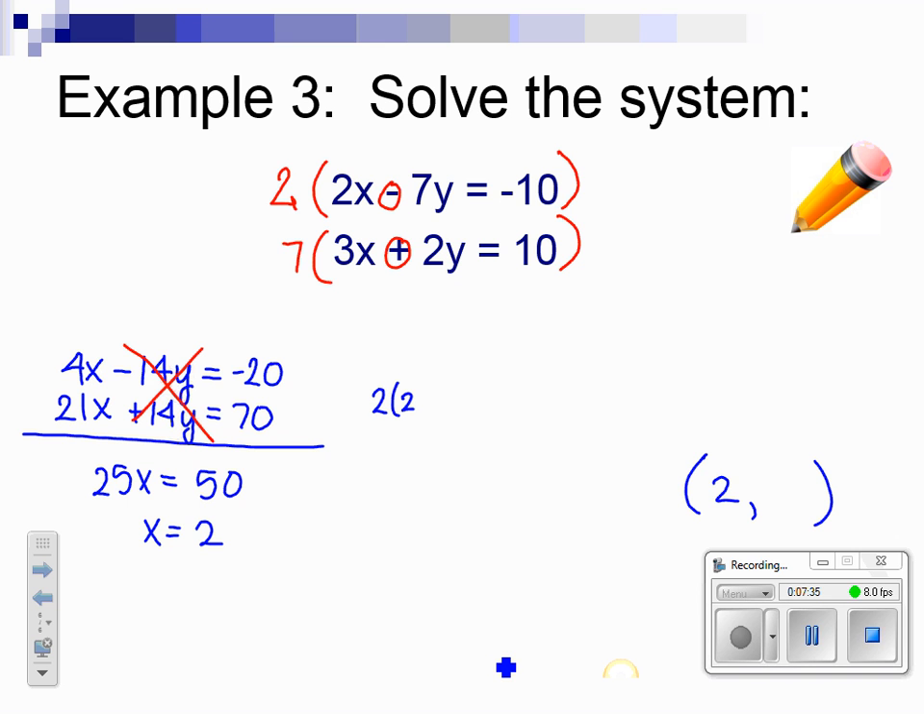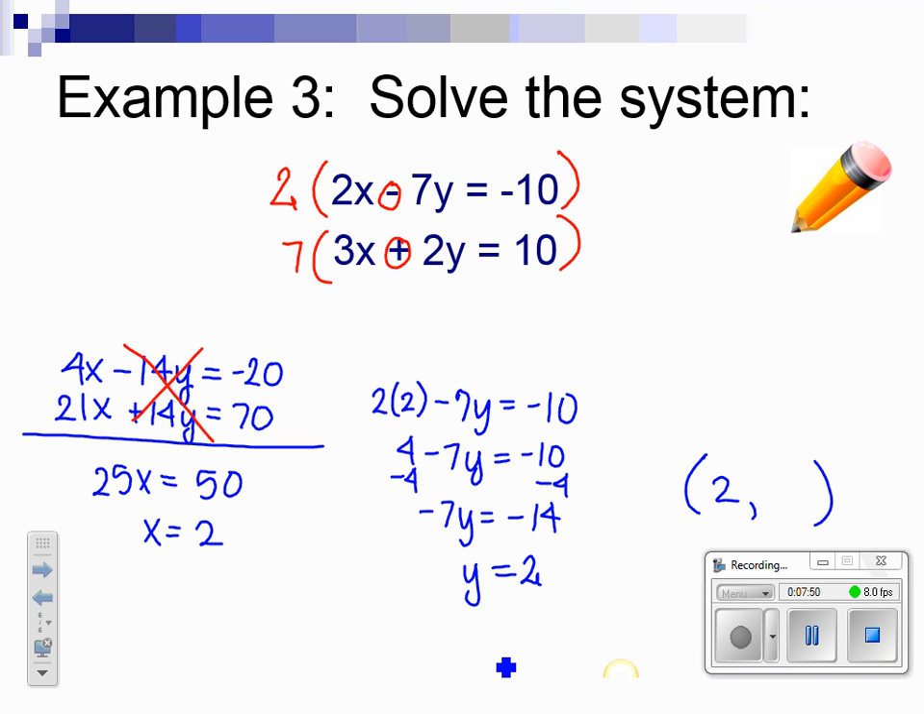2 times 2 minus 7y equals negative 10. 4 minus 7y equals negative 10. Subtract 4. I get negative 7y equals negative 14. Divide by negative 7, and I get y equals 2. So hopefully 2 is the answer. So I'm going to go back to the bottom equation, and I'm going to plug 2 in.